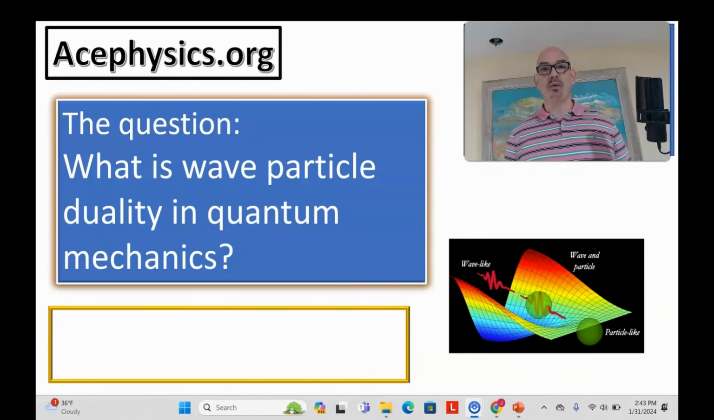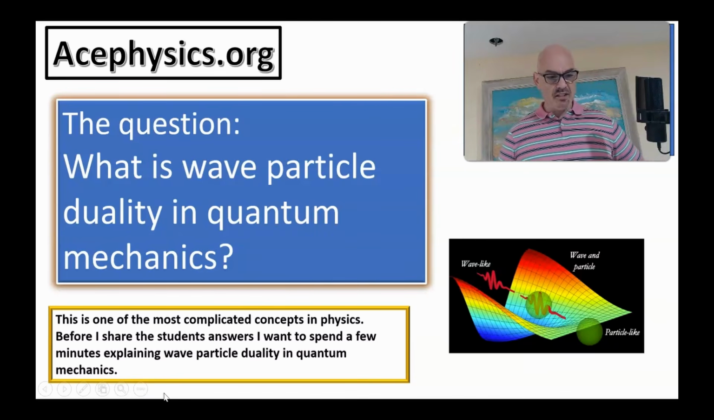Okay, here's the question. What is wave-particle duality in quantum mechanics? A lot of people have heard about the ideas of wave-particle duality in quantum mechanics, but it's confusing. It's not intuitive, and I think most people don't really understand it. I'm going to begin by explaining wave-particle duality. You may want to pause the video right now and answer the question, what is wave-particle duality?